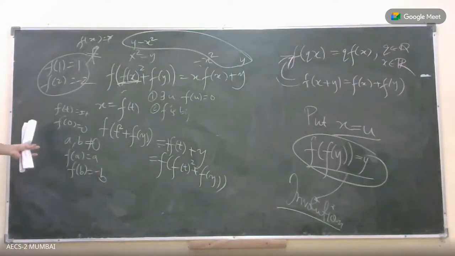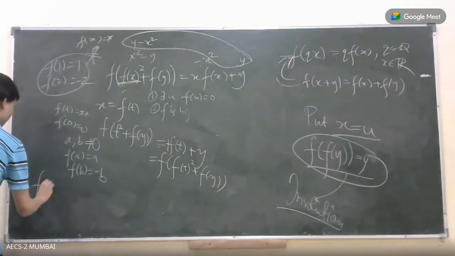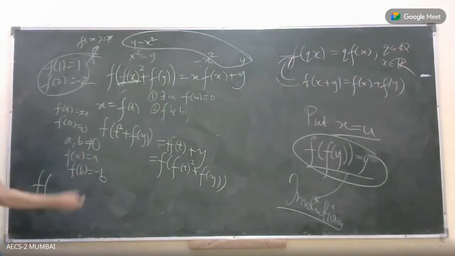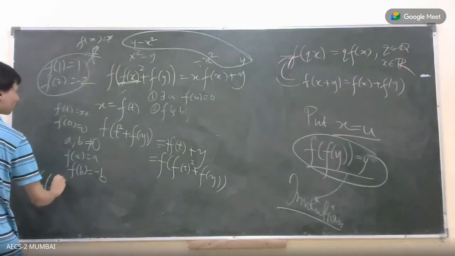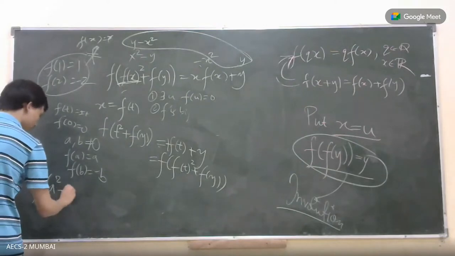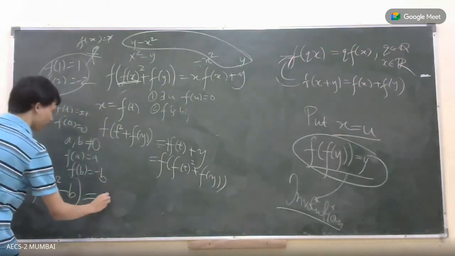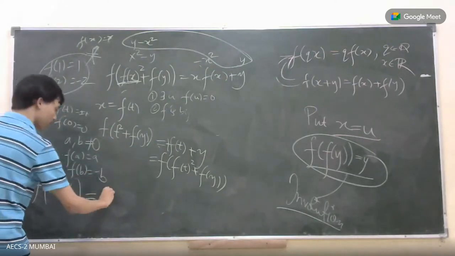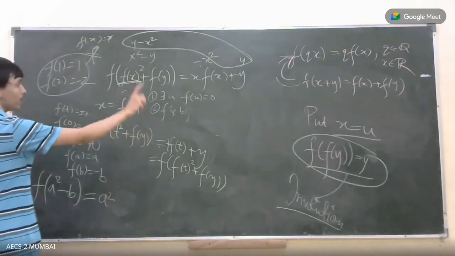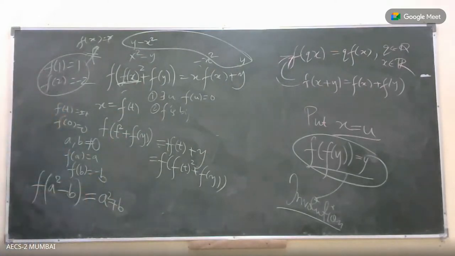What should I do? Put x equal to a, y equal to b. So what do you get? What is f of a? a. So f of x squared becomes a squared. What is f of y? Minus b. f of b is minus b. So you have a squared here. What is f of a? And what is y? You have this, right?